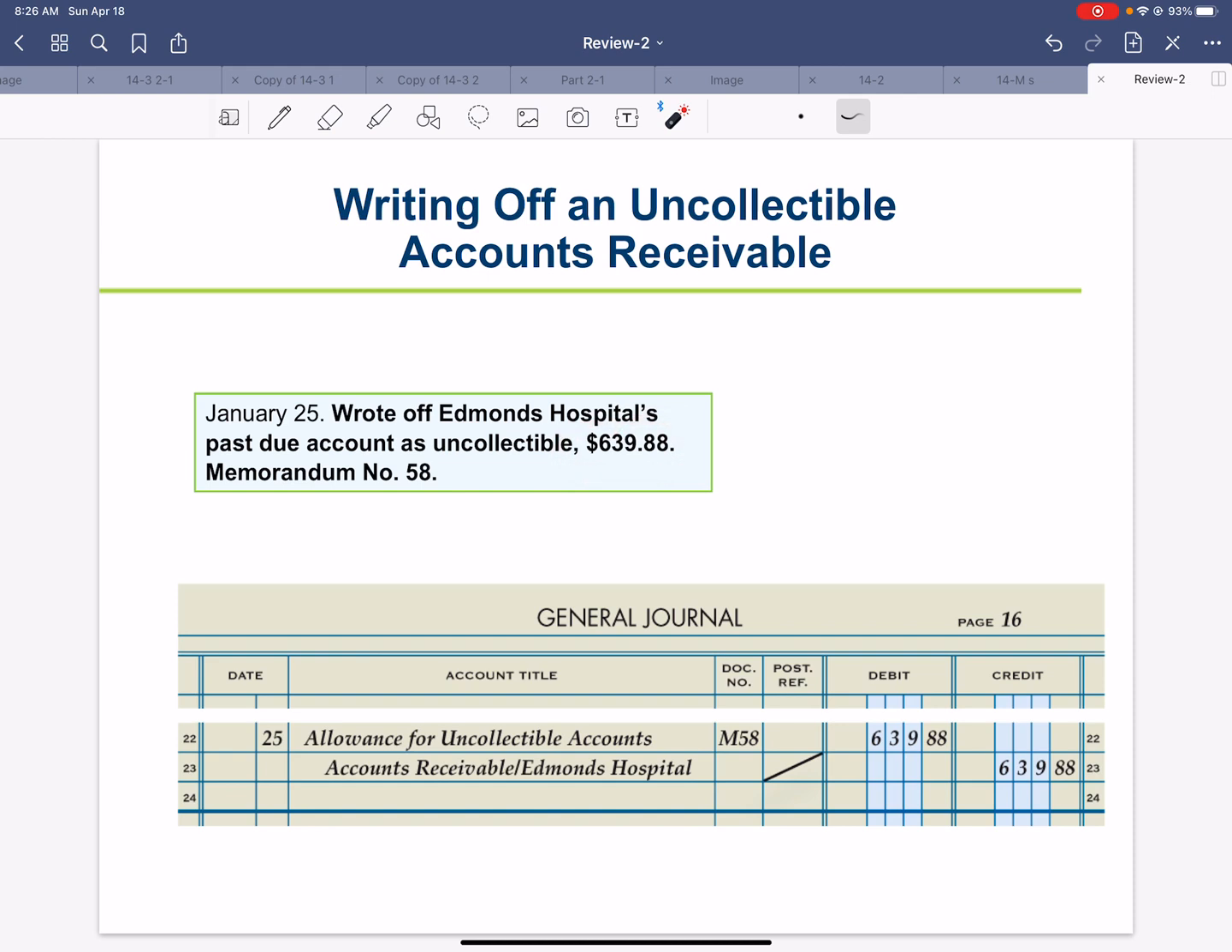Okay, so we're going to debit allowance for uncollectible accounts. And again, remember, the allowance for uncollectible accounts is only for an estimate. Now we know it's not going to be collectible, so we're going to take it out of that account. Allowance for uncollectible accounts has a normal credit balance. To take it out, we will debit that. And then we are going to credit the accounts receivable, Edmonds Hospital, we will credit that amount to take it out of his account. Remember, when we write them off, we don't tell them we wrote them off in hopes that they come back and pay.